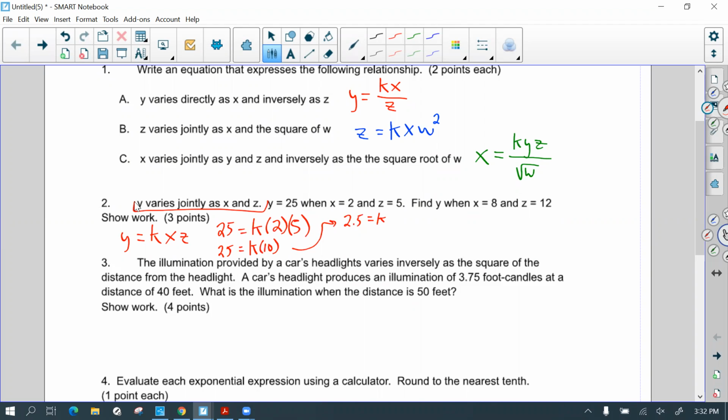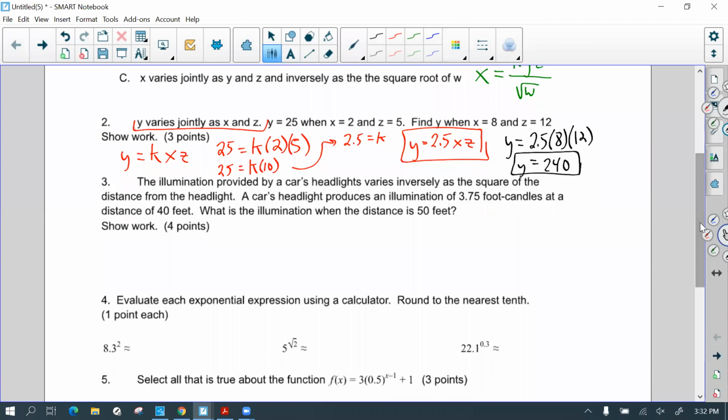So now, finally, the third step is to find y. By the way, this is now the official function. I know the constant of variation, and I'm going to use that to find y when x is 8 and z is 12. So it is 240. This is the answer that is required, but everything before that is just the work that supports it.